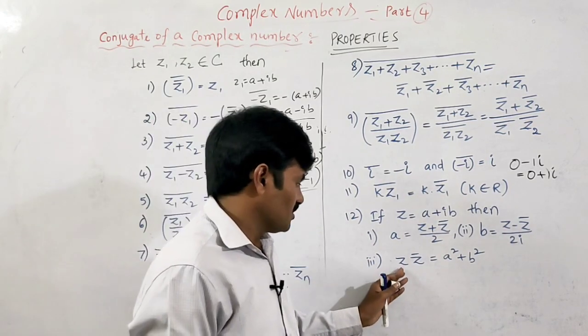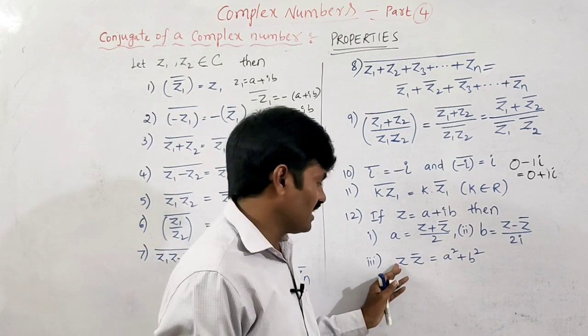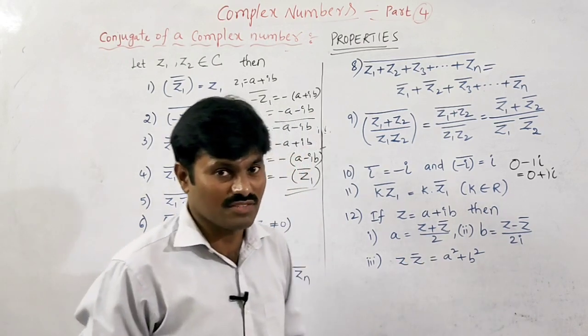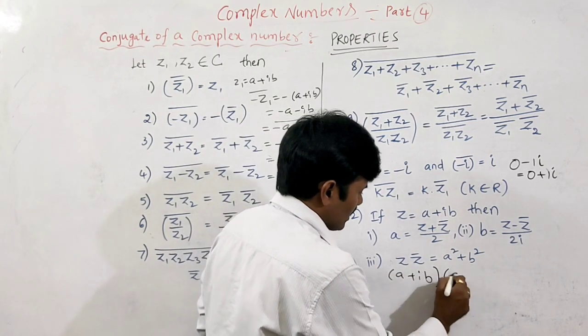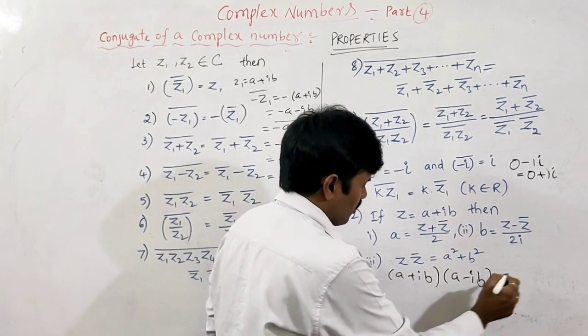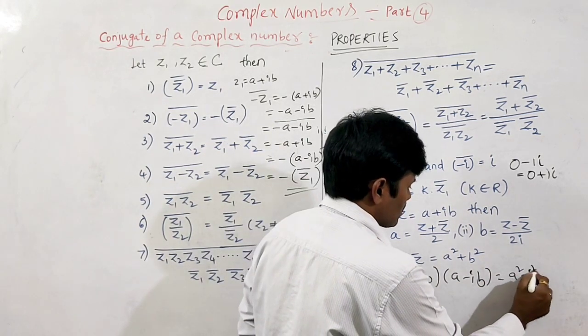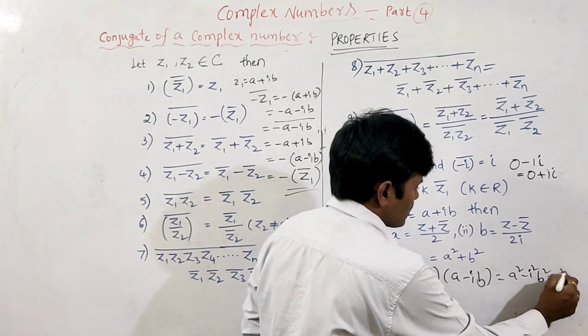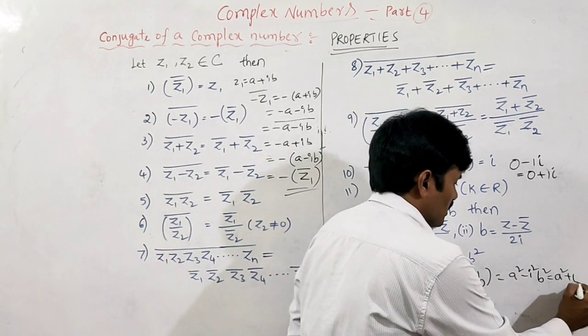Z into z bar, the product of z and its conjugate, gives us a square plus b square. How is it? Because a plus ib into its conjugate a minus ib, if you find the product, is a plus ib into a minus ib, so a square minus i square b square. I square has value minus 1, so minus into minus gives plus b square. Like this.